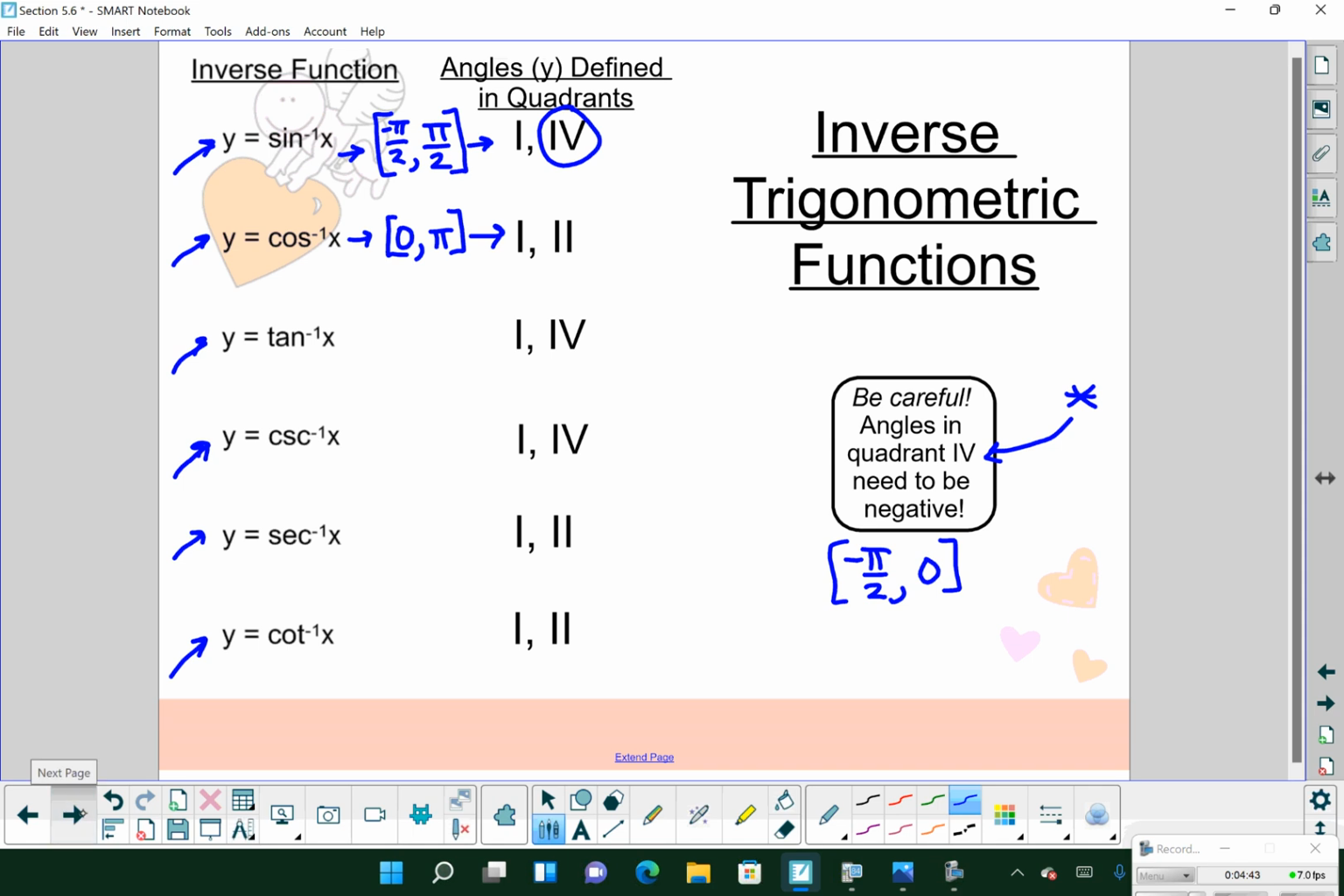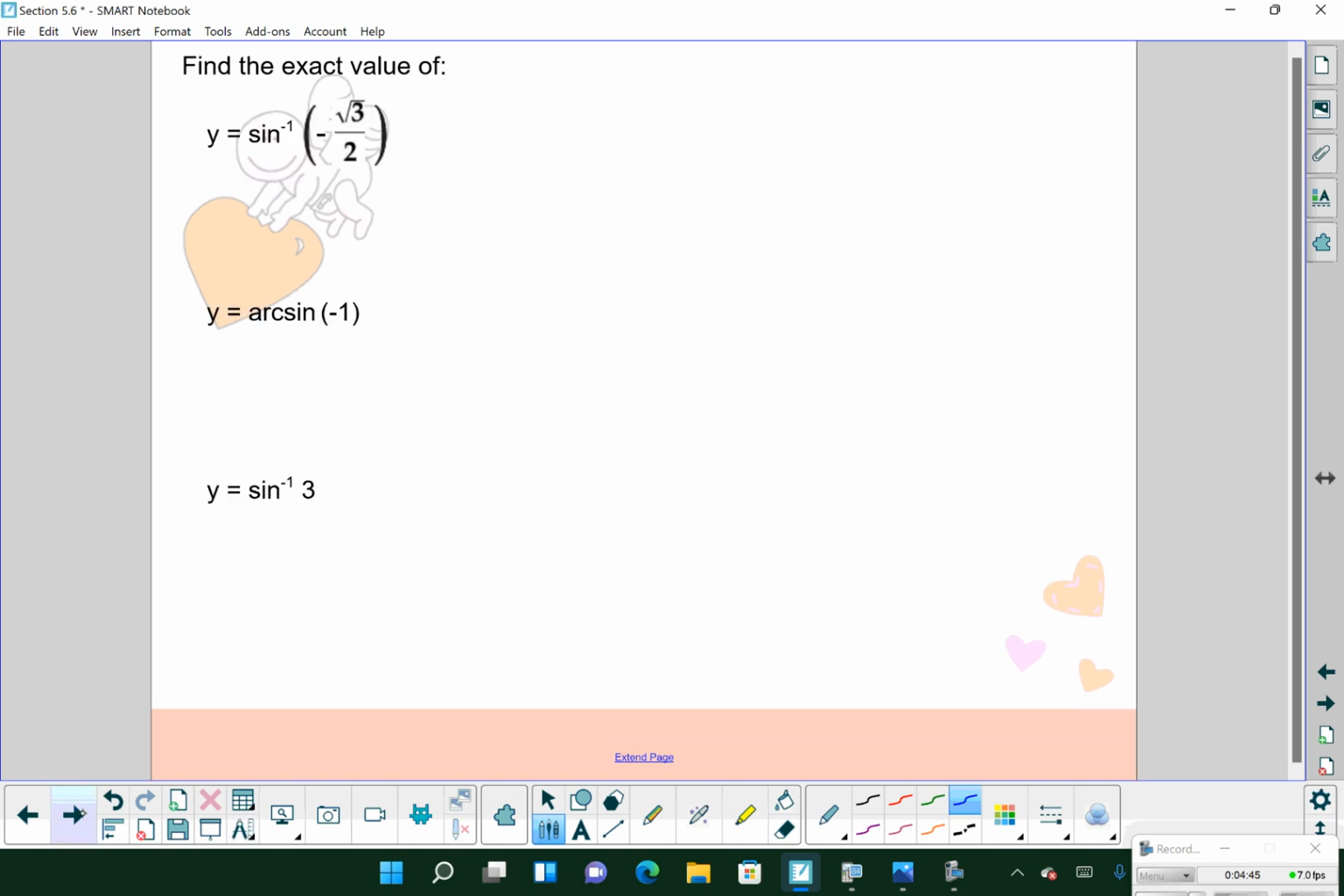Okay, so let's do some problems. We're finding the exact value of a trig function here, inverse sine of negative root 3 over 2. You'll notice this looks a little different than what we were doing when we were evaluating with our unit circle. We saw something before like sine of an angle, and we had to find that value off of our unit circle. An inverse function is the opposite.